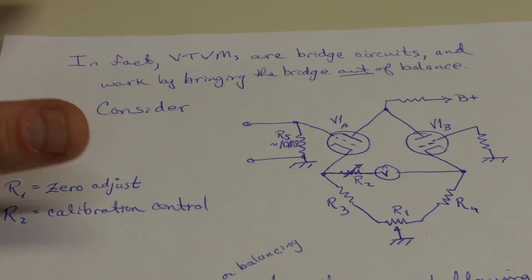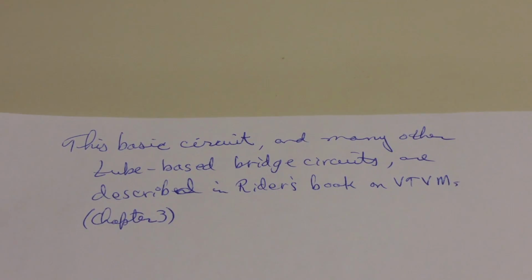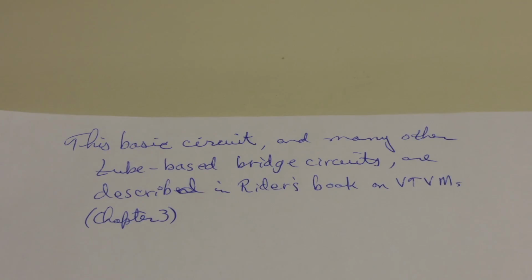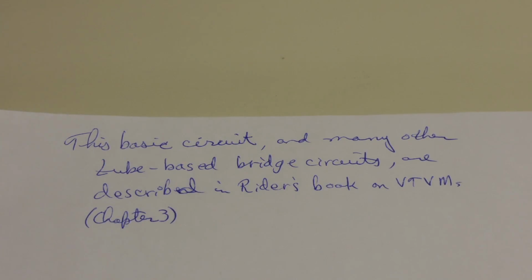All right, so that's one application of a bridge circuit. You have to go back a few decades for that to be relevant. And oh, by the way, a more in-depth description of this circuit and other tube-based bridge circuits and VTVMs can be found by looking at Ryder's book on vacuum tube voltmeters. In the edition I have, it's in chapter 3, but it's a really good book that goes into just the right amount of depth to understand all the different variations of bridge circuits and VTVMs.